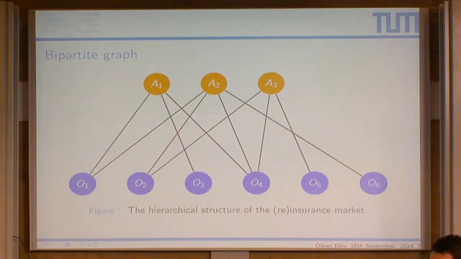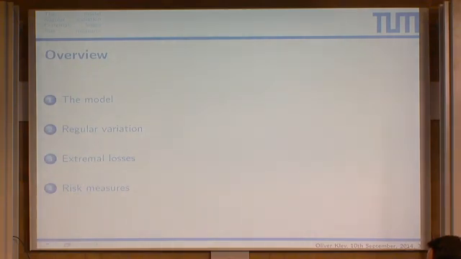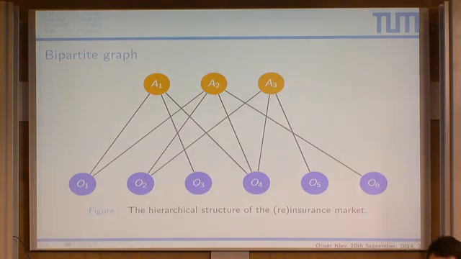and the individuals may have several insurance contracts with primary insurers. So O1 might have health insurance and a car insurance, and O2 might have household insurance, and this is not necessarily with the same company in each case.